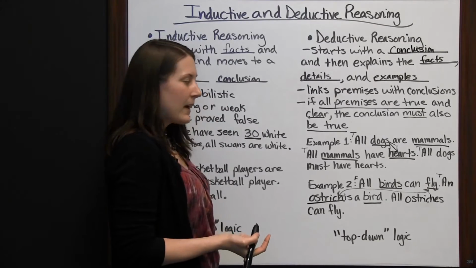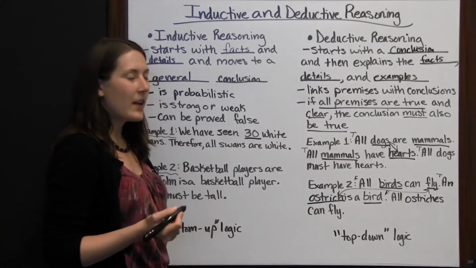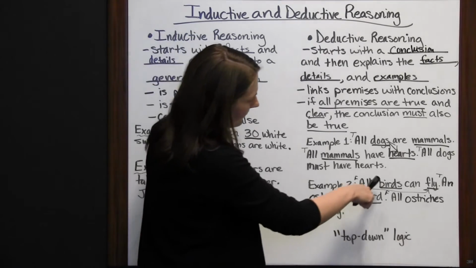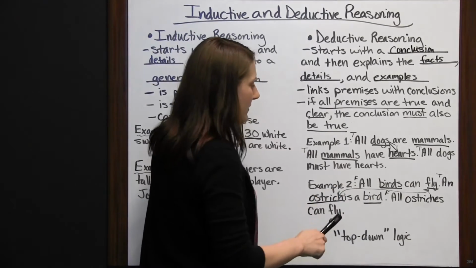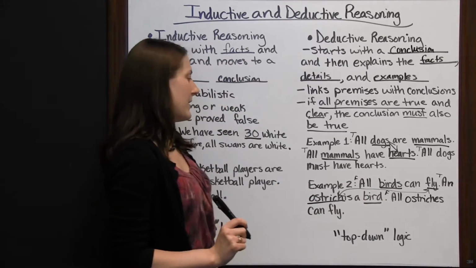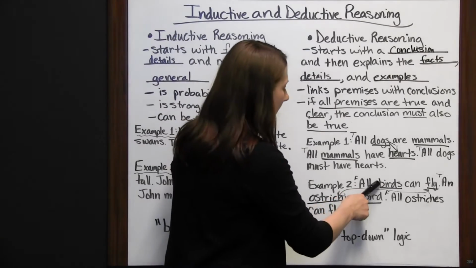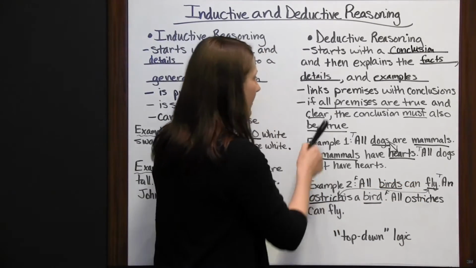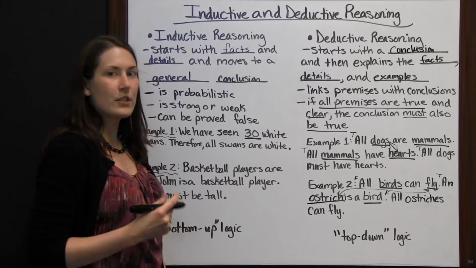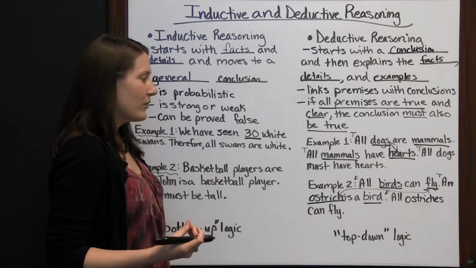All ostriches can fly. That one is false. Ostriches are a species of flightless birds. So, since the first sentence was false, the second sentence, our conclusion, ended up being false. And that may not always be the case, but whenever you don't have all your premises leading up to your conclusion true, your conclusion might not be true either.